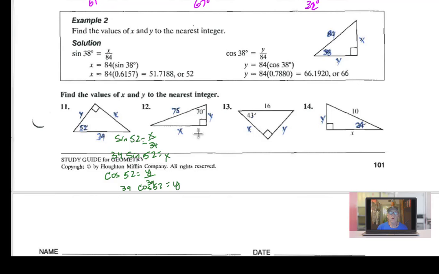Okay, let's look at number 12. 70 is our angle, x is opposite, hypotenuse 75. So sine 70 equals x over 75, which means that 75 times the sine of 70 is going to be x. Now to look over the y. Y is an adjacent side to the 70, so that's going to be cosine. Cosine 70 equals y over 75, same steps. And so 75 cosine 70 is going to be y.